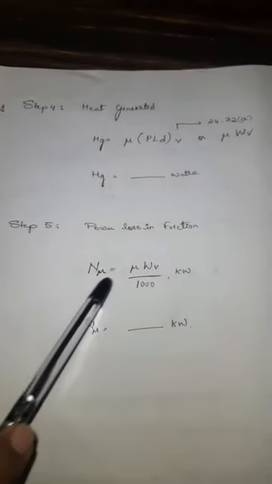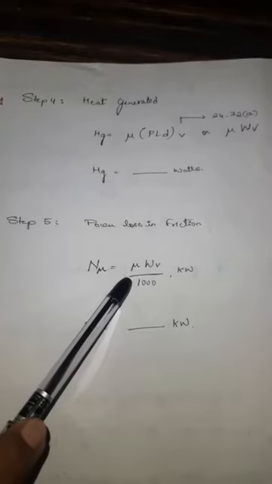Step 4: heat generated. The formula is H_g equals mu PLD into V, equation number 24.72a, or mu WV. We get H_g in watts. Lastly, Step 5: power loss in friction. H_f is mu WV upon 1000, and we get the answer in kilowatts.